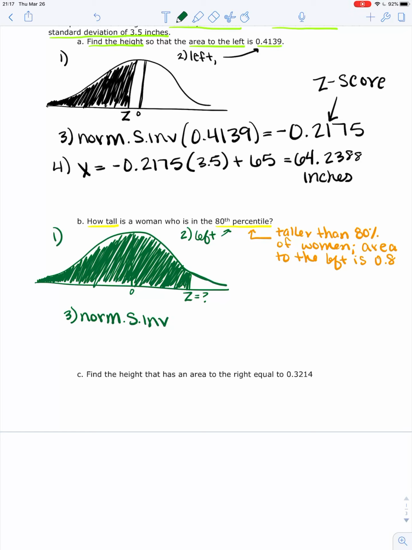So norm.s.inverse, the only thing we're going to have to enter is the area to the left. And I already know the area to the left because percentile means to the left. So the area to the left of my unknown z-score is 0.8.